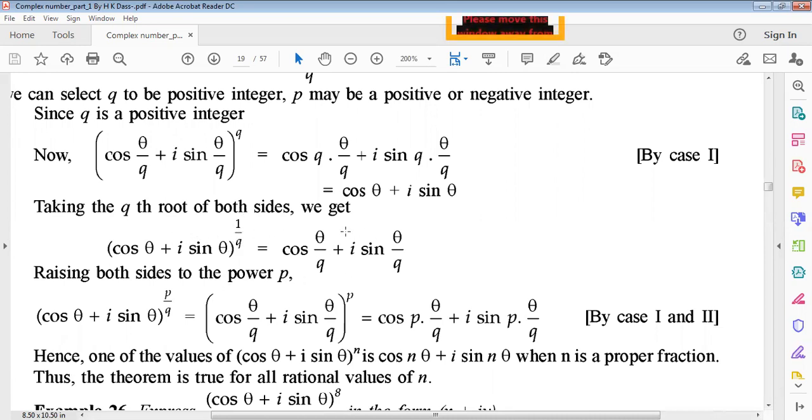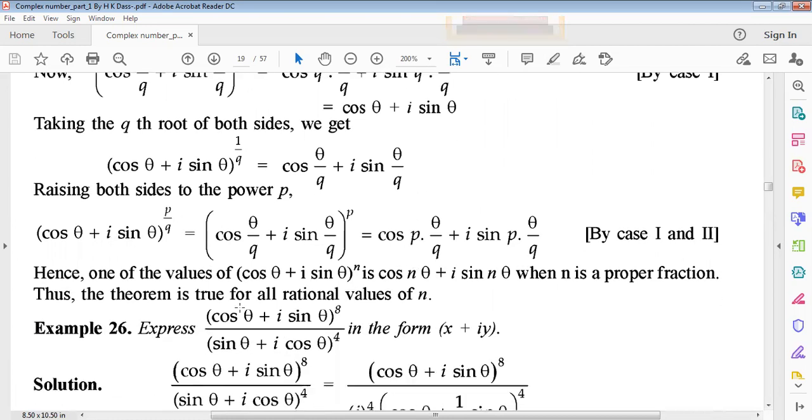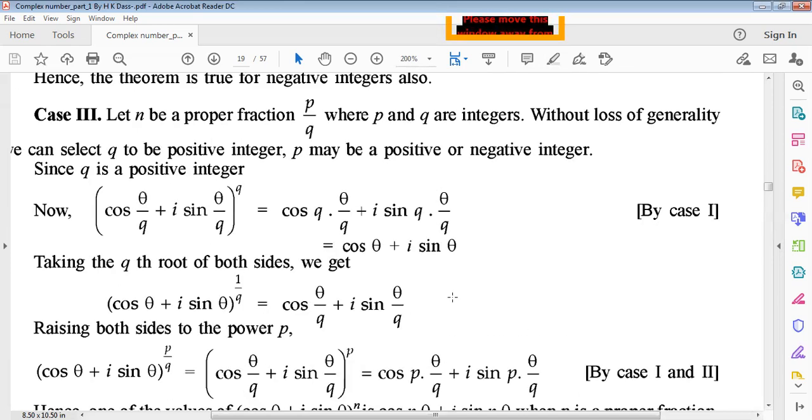This will be to the power p/q. So by using case 1 and 2, we can write cos p(theta/q) plus i sin p(theta/q). Hence, one of the values of (cos theta + i sin theta) to the power n is cos n theta plus i sin n theta when n is a proper fraction. It must be a proper fraction, this is the condition. So the theorem is true for all rational values of n.